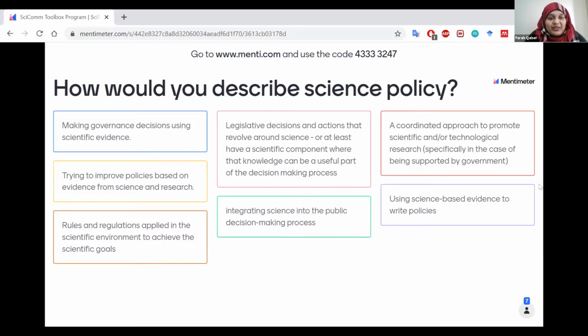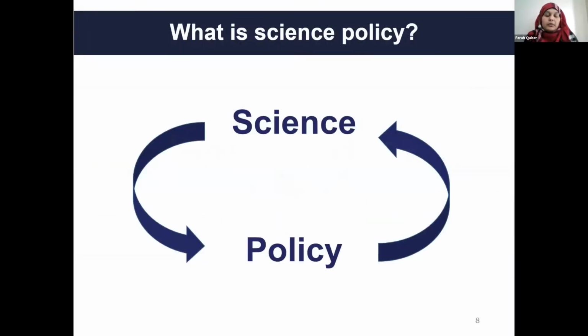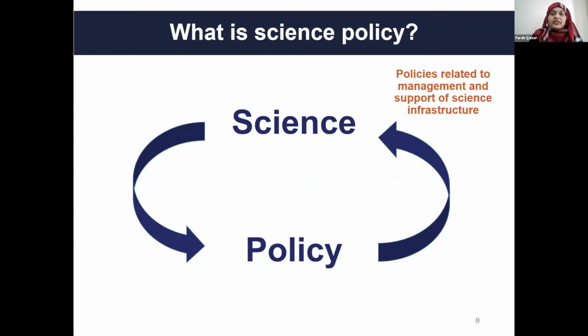So you might have noticed that there are 2 trends. There's this idea of science being used for policy, and then this idea of policy being used for science. A lot of people, when we think about science policies, we actually break it into 2 parts. There's science for policy and policy for science. So this idea of policy for science is policies that are related to managing and supporting science infrastructure.